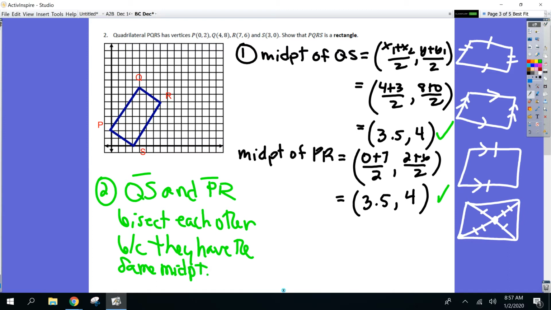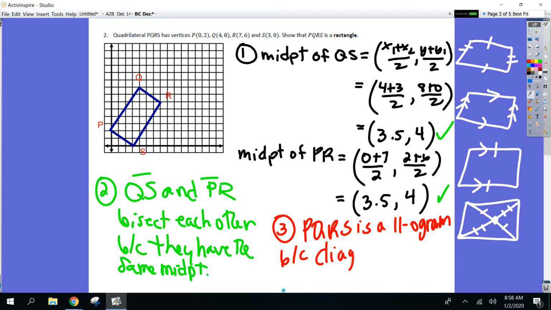You guys are keeping this ordered in steps. All right, what do you think I'm going to say in step 3 now? We just showed QS and PR bisect each other. So what's my next conclusion then? If they bisect each other, what's that figure? PQRS is a parallelogram. This is what you guys wanted to do because in our case anyway, diagonals bisect each other.